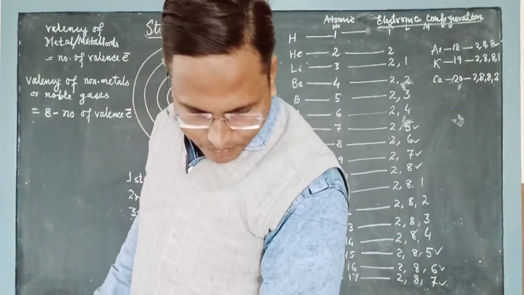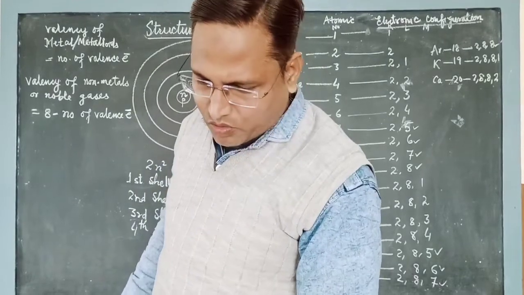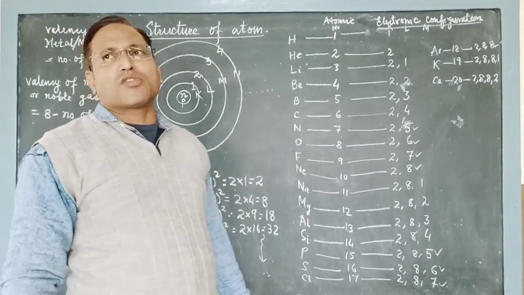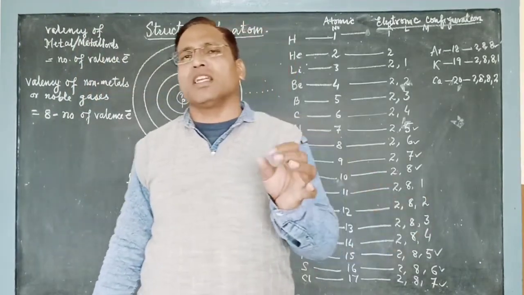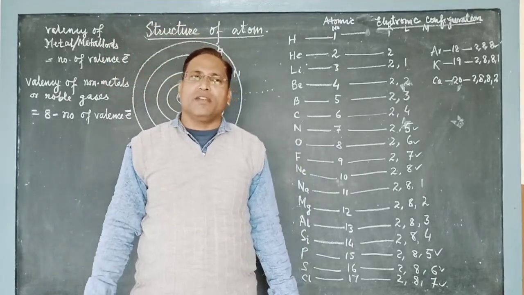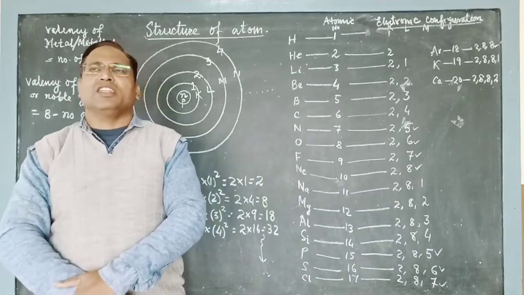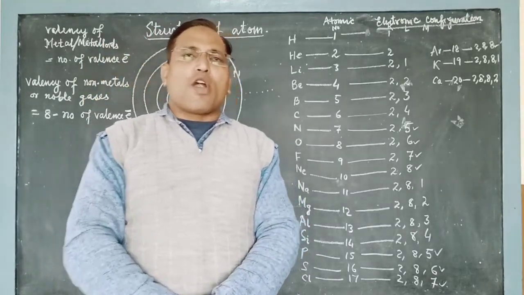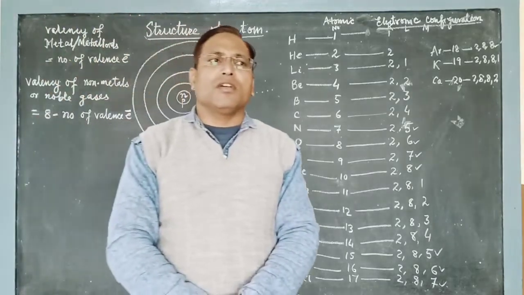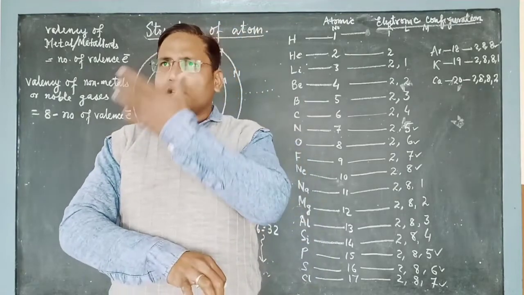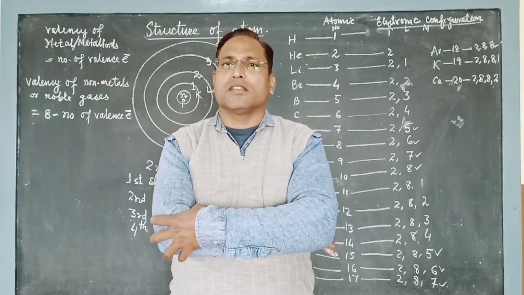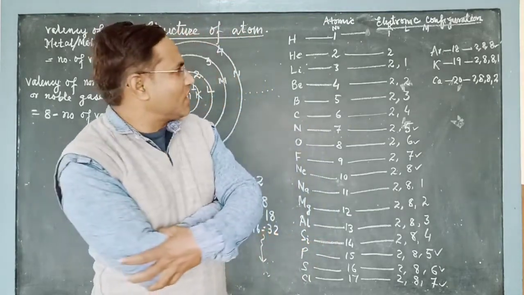Now, next part: inertness of the noble gases. What is said about the inertness of the noble gases? There are 6 noble gases: helium, neon, argon, krypton, xenon, and radon. These are said to be inactive, unreactive. They do not react. They exist in nature in the atomic form. They are monoatomic and they do not combine with atoms of other elements. They are found in free state because they are unreactive.